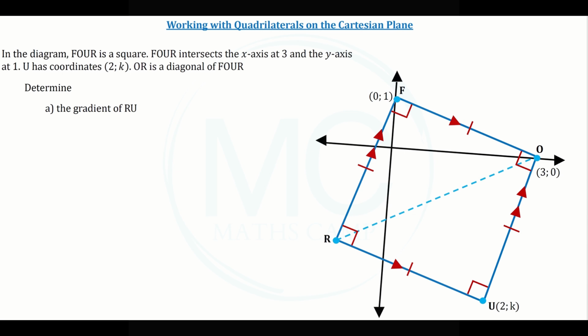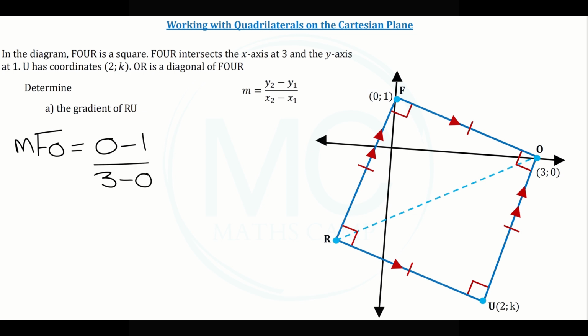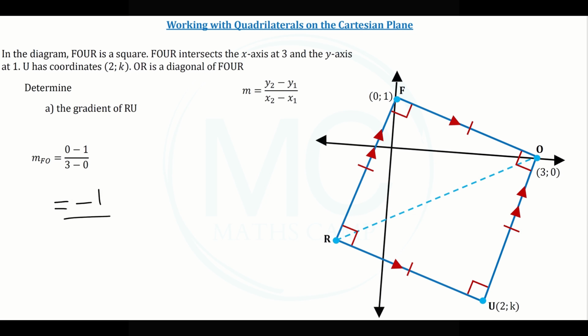Now we don't have the coordinates of R or U, but we know that RU is parallel to FO, and we have the coordinates of both F and O. So now we can use the gradient formula. We can say the gradient of FO is equal to 0 minus 1 over 3 minus 0. 0 minus 1 gives us negative 1 over 3 minus 0, which is simply 3.